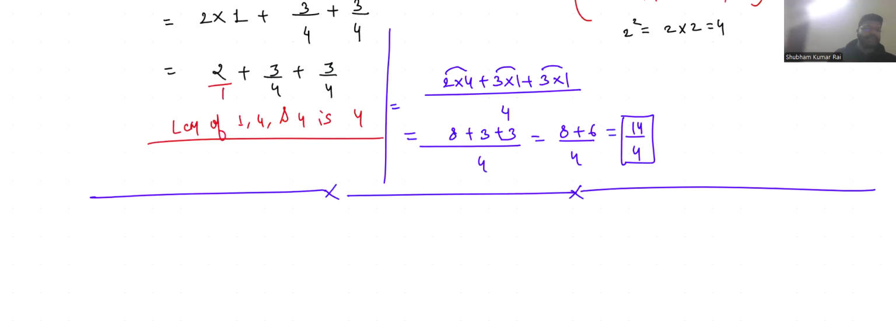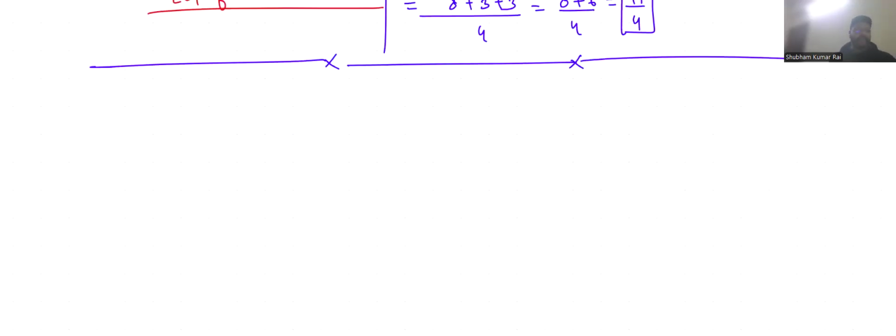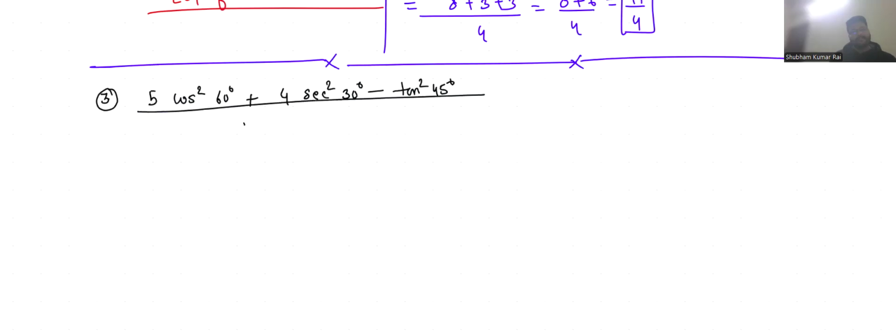Now let us consider the type 3 question, which is more feasible to understand how to solve the questions, right? Okay, so now let us take the type 3 type of question. The question is 5 cos square 60 plus 4 sec square 30 minus tan square 45 degree, the whole divided by sine square 30 plus cos square 30. Now, let us solve this question. This is a type 3 type of question.